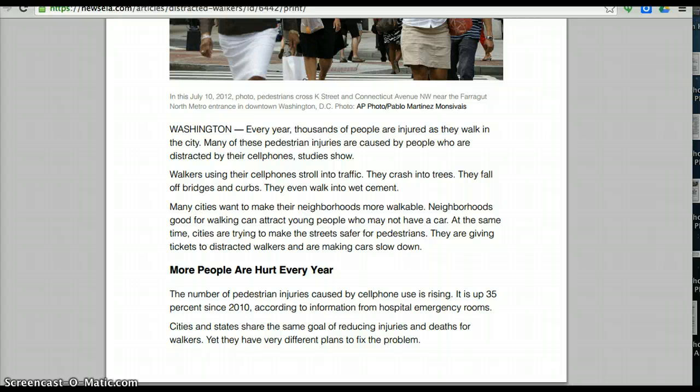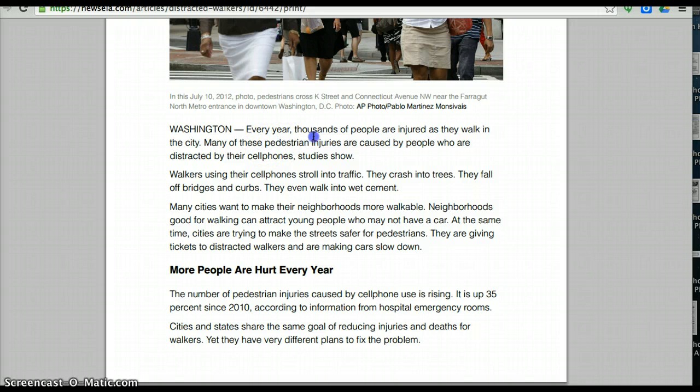So again, I would use that gradual release of responsibility model. I'd start with maybe the first paragraph or 2, and I would start to read and then identify a word or 2 that I might struggle with, and then help use context clues to figure out what that means. So I would invite all of my students to take out your mentor text, and I want you to follow along with me as I go back through this article. Every year, thousands of people are injured as they walk in the city. Many of these pedestrian injuries are caused by people who are distracted by their cell phones, studies show.